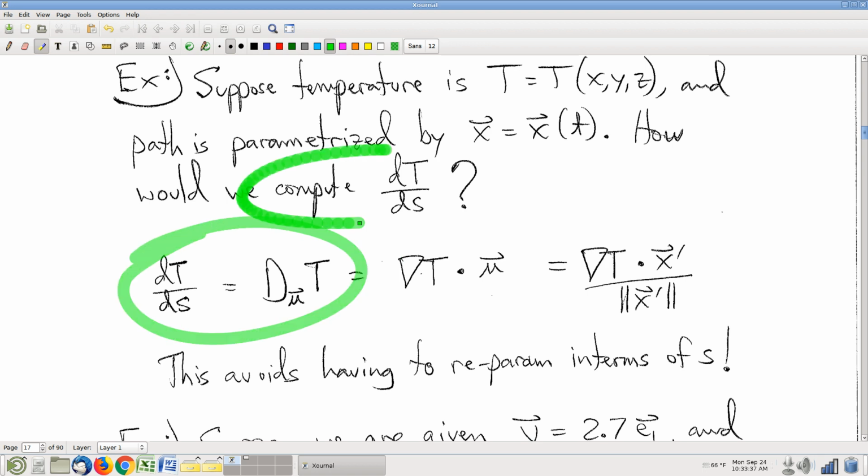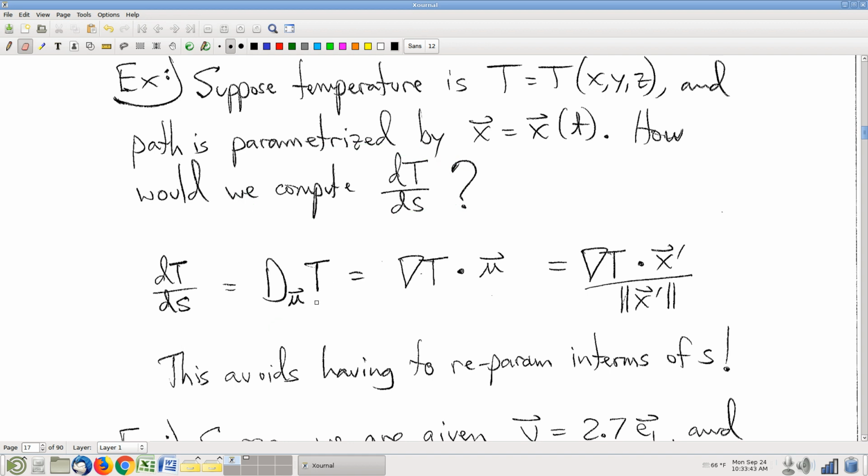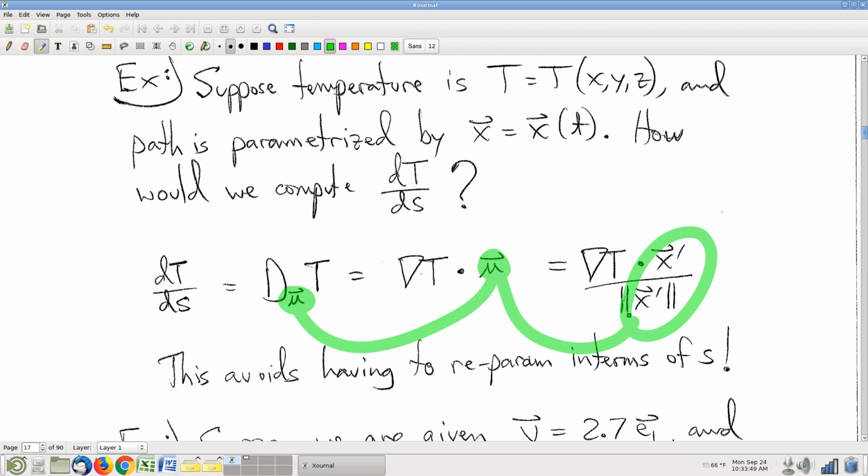Here we go. This thing that we want to compute is the directional derivative. So, dot product with the gradient vector, with the unit vector representing the direction you're going, easy to compute: velocity divided by its own magnitude. And there you go.